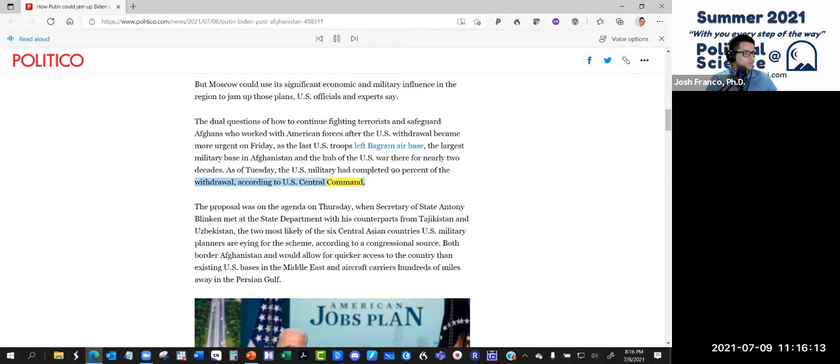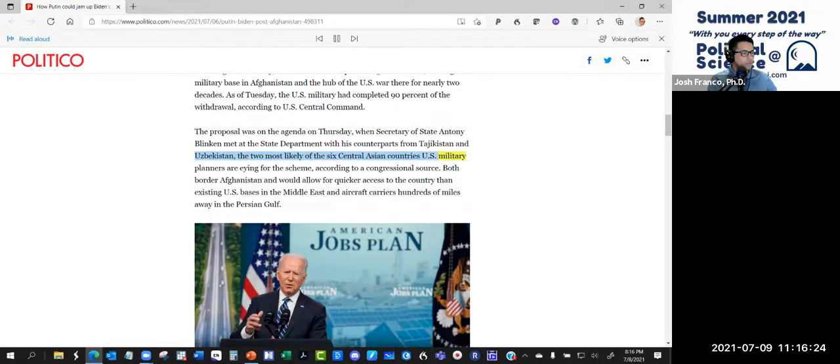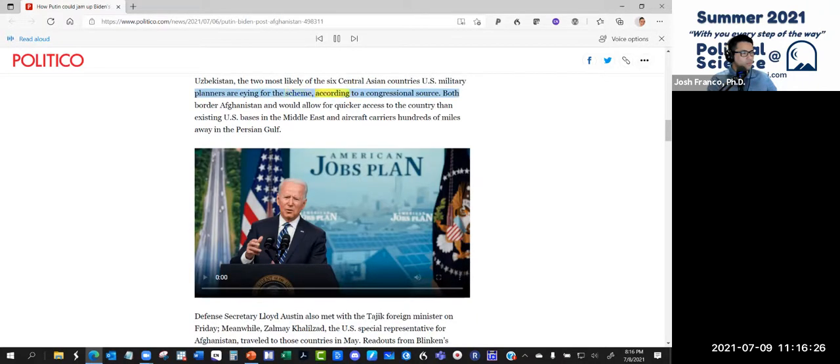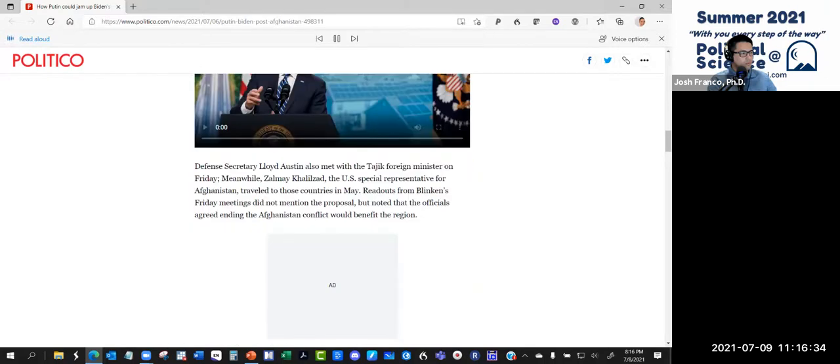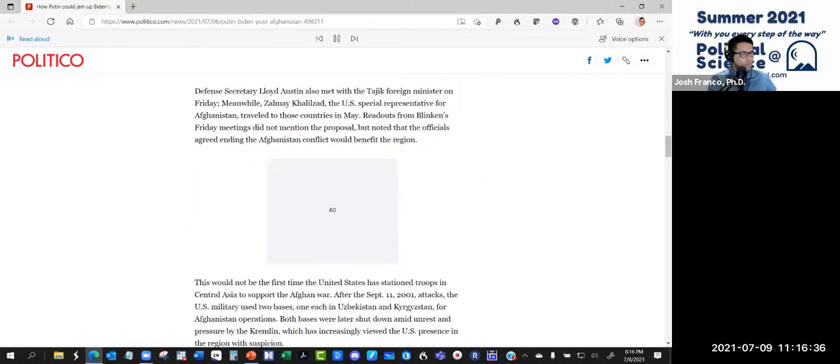Central Command. The proposal was on the agenda on Thursday, when Secretary of State Antony Blinken met at the State Department with his counterparts from Tajikistan and Uzbekistan, the two most likely of the 6 Central Asian countries U.S. military planners are eyeing for the scheme, according to a congressional source. Both border Afghanistan and would allow for quicker access to the country than existing U.S. bases in the Middle East and aircraft carriers hundreds of miles away in the Persian Gulf.